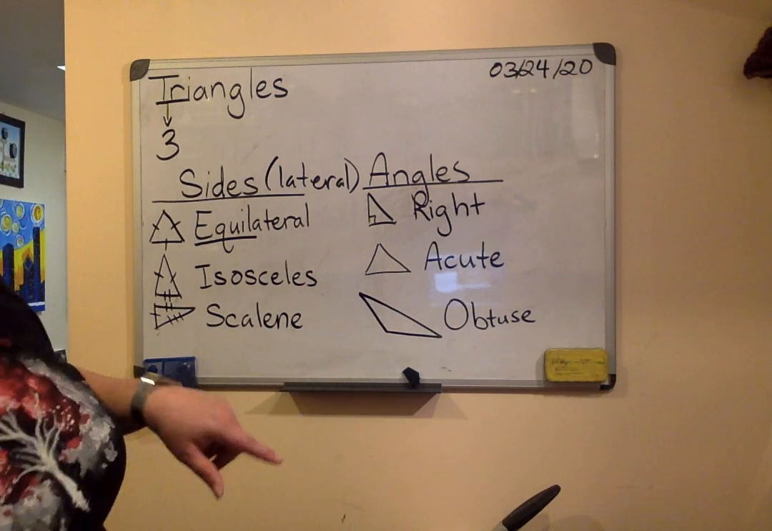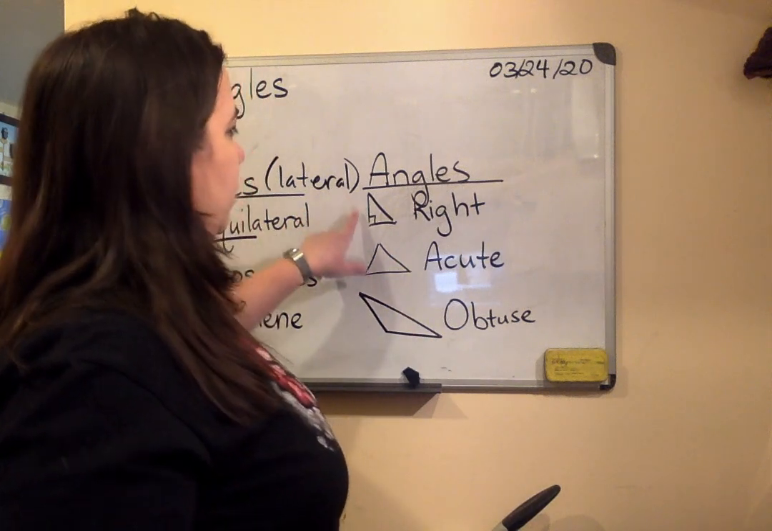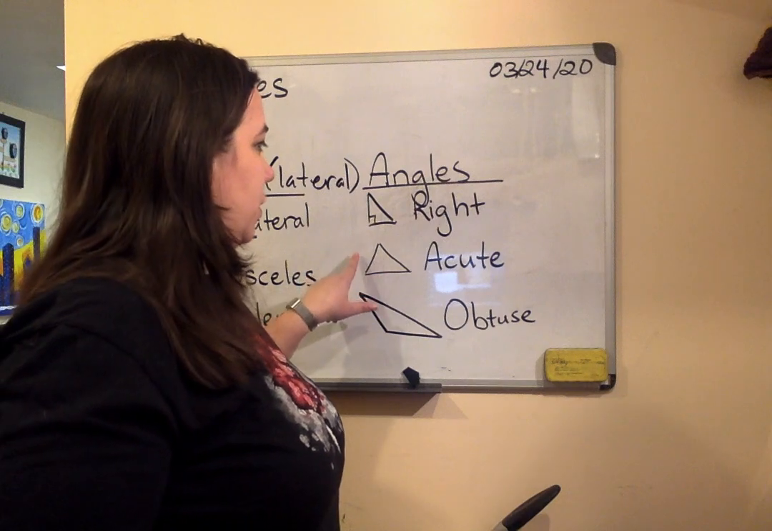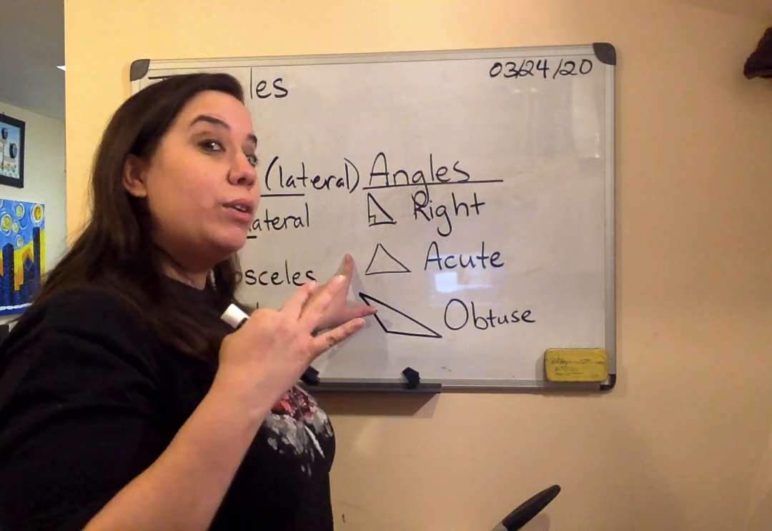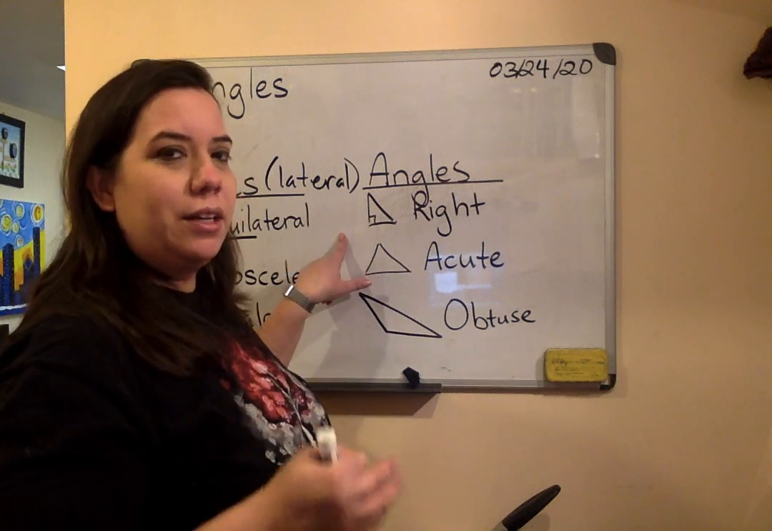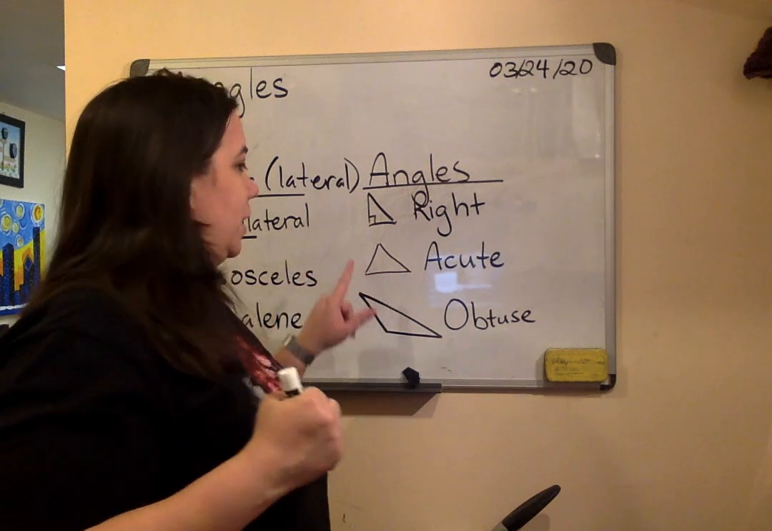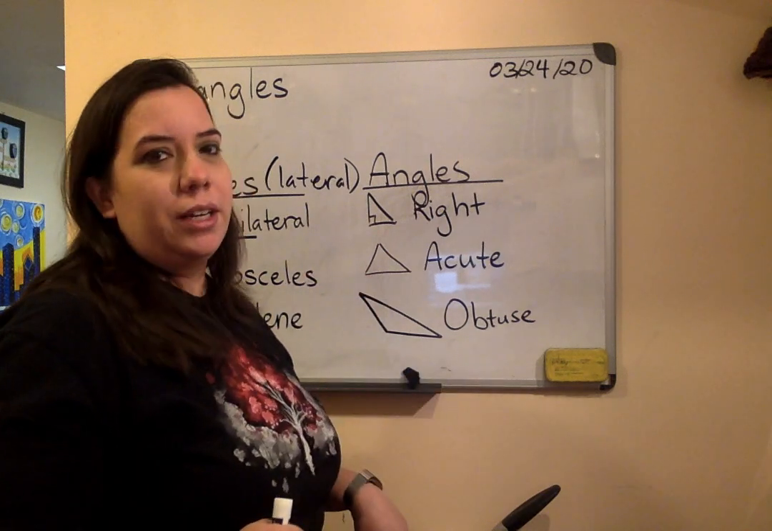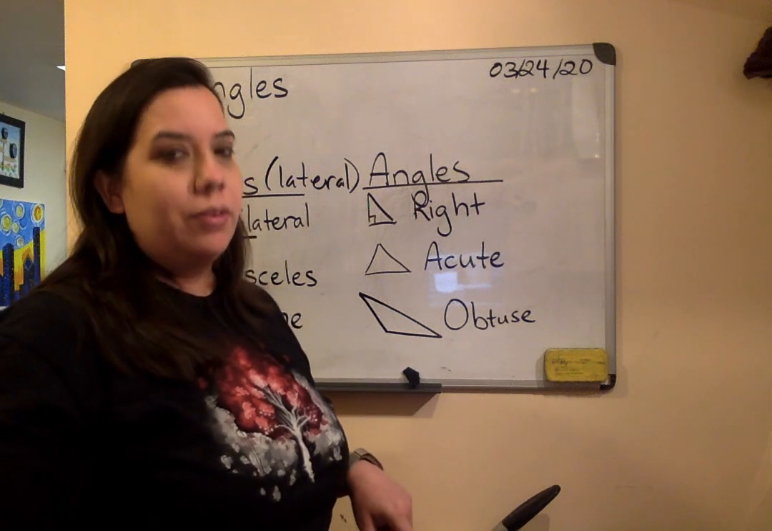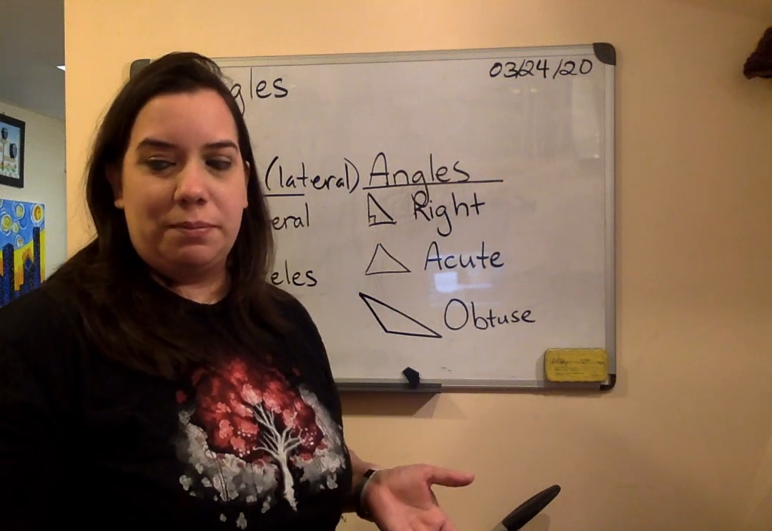Then you have the angles. So let's go over those. Angles, we have a right triangle because it has 1 right angle. Now, an acute triangle has to have 3 acute angles. None of them can be right, none of them can be obtuse. 3 acute angles. And then finally, the obtuse triangle, which means it has 1 obtuse angle. Okay? So, if you remember this, you're going to be just fine.